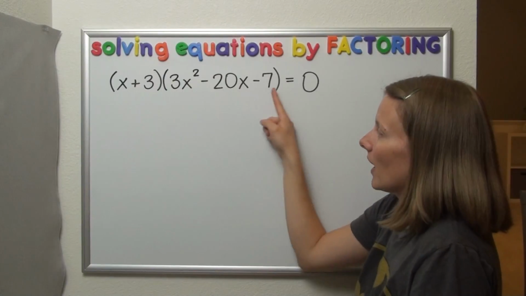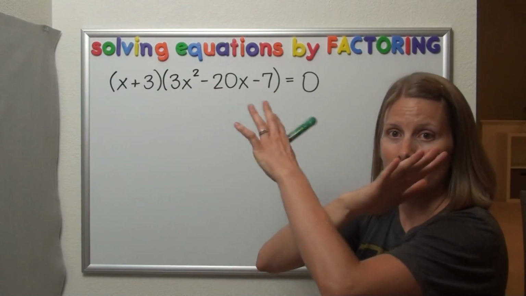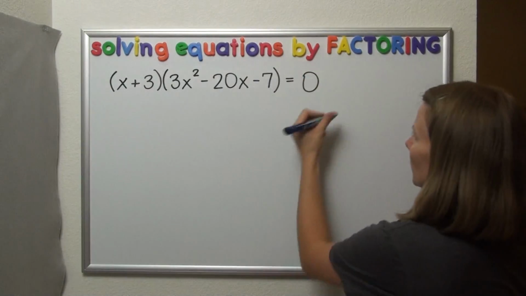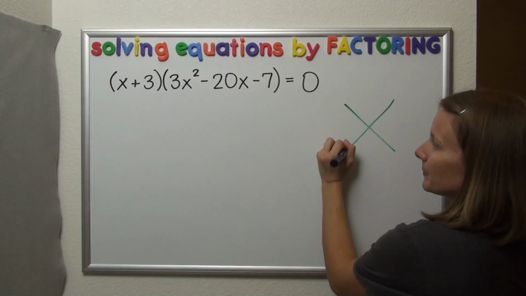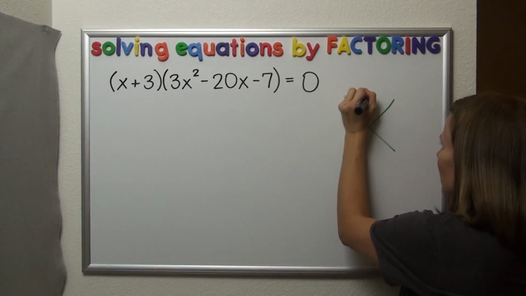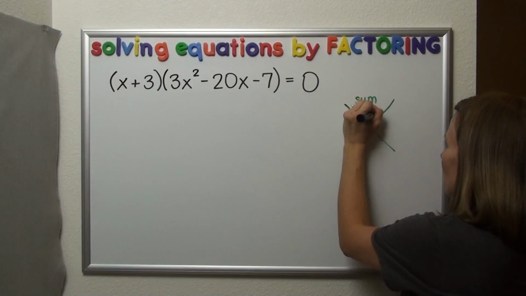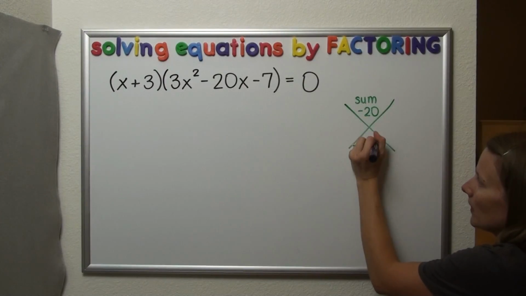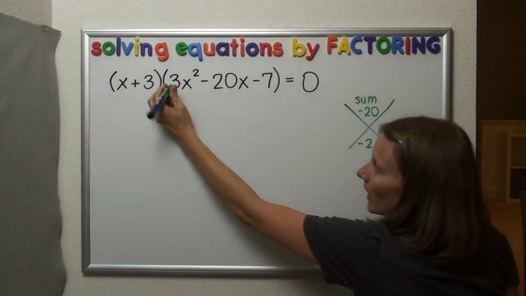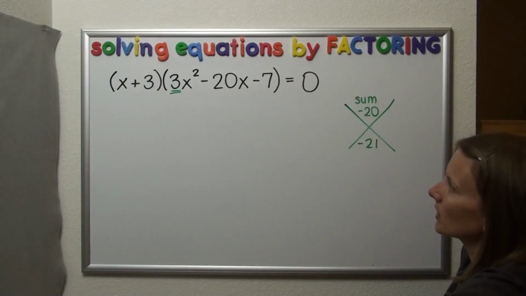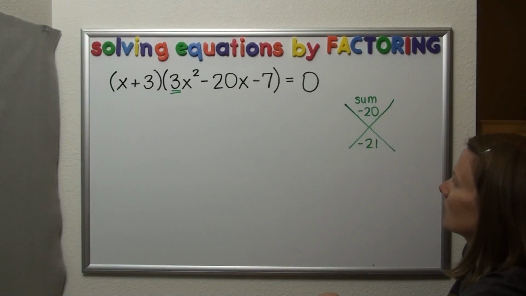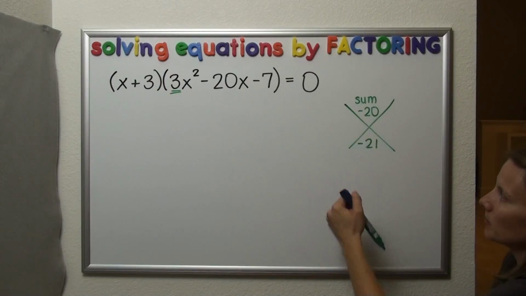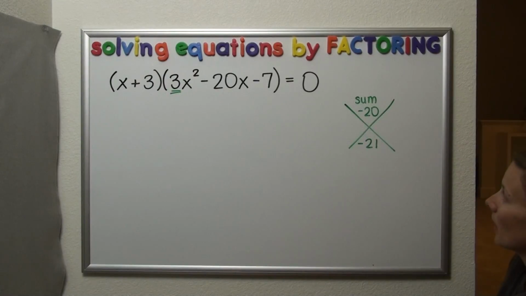But this other factor is a trinomial. Again, we're going to deal with that with the Xbox method. And just to make sure I don't run out of room, I'm going to go off to the side to do this. I've got a sum of negative 20. That's, again, that number in the middle. I've got a product of negative 21. That's the first times the last, so I have to do that because of the leading coefficient there. So 3 times negative 7 is a negative 21. So I'm looking for numbers that add to negative 20 and multiply to negative 21 at the same time.